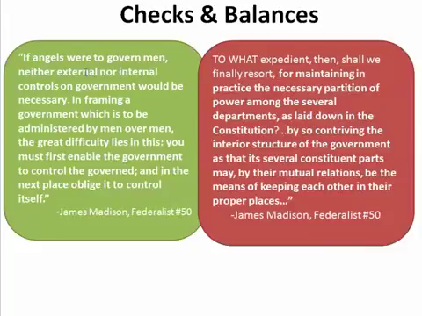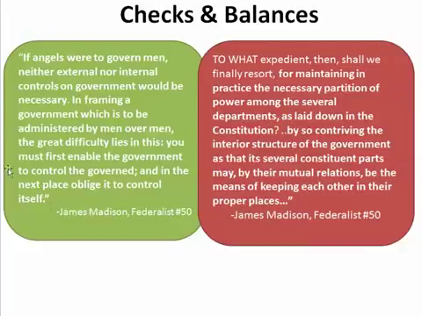Alright, so let's look at Federalist number 50. Remember, there's 85 of these. Here's number 50. If angels were to govern men, neither external nor internal controls on government would be necessary. In framing a government which is to be administered by men over men, the great difficulty lies in this. You first must enable the government to control the governed, and in the next place oblige it to control itself.